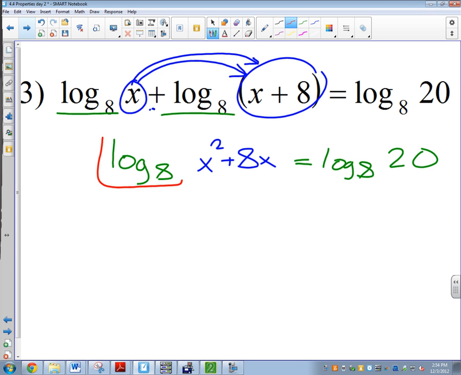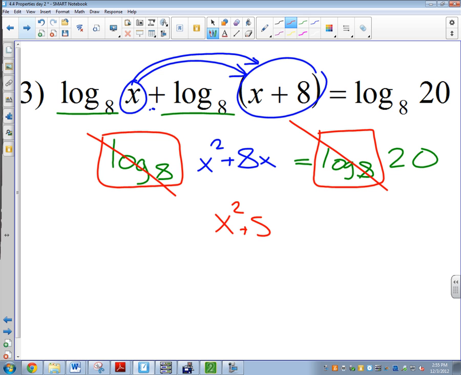I've got log base 8. I've got equal to log base 8. After you have condensed, if you then have log base 8 on both sides, or log base whatever on both sides, you can cancel. All right, so I can cancel this and this. Now I have x squared plus 8x is 20.